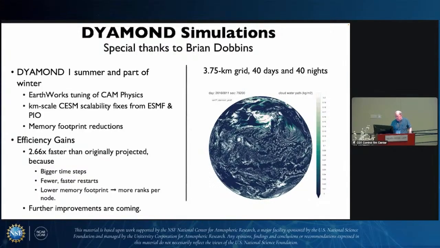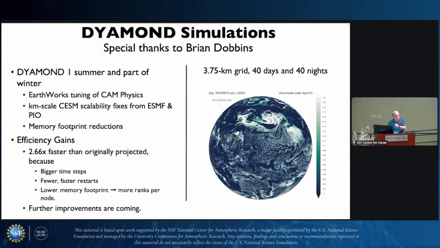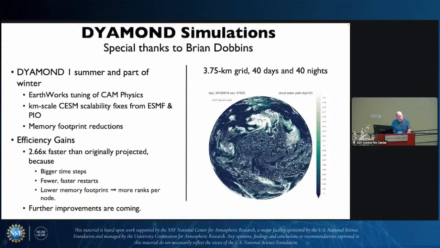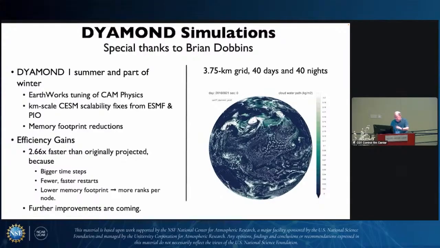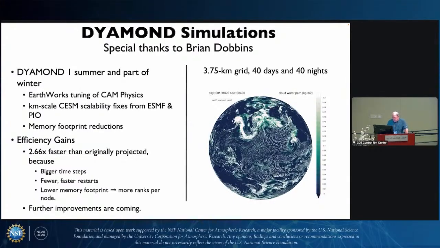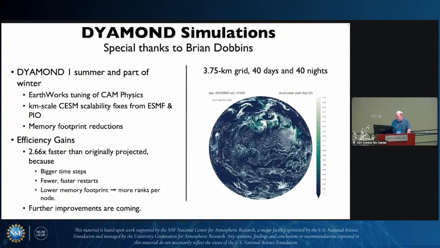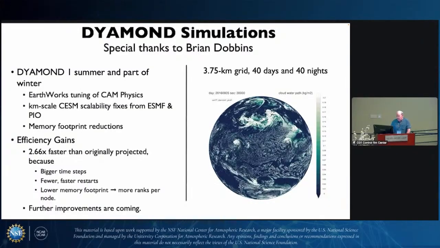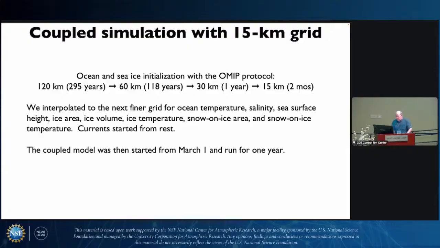In particular, there's an issue with the land surface model, CLM. It uses a lot of memory on startup. It should be using much less, and that problem will be fixed in the coming weeks, I hope. We've also done recently a coupled simulation with the 15-kilometer grid.